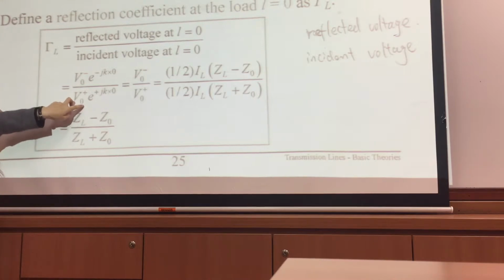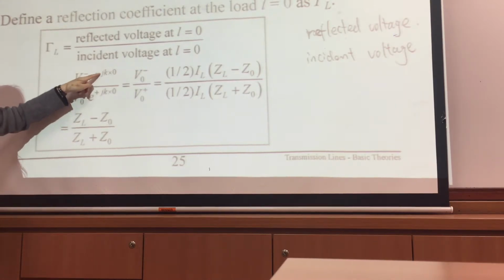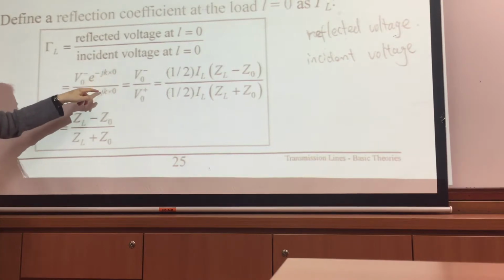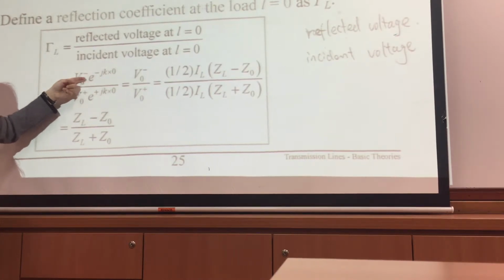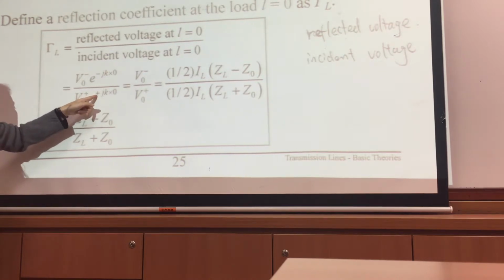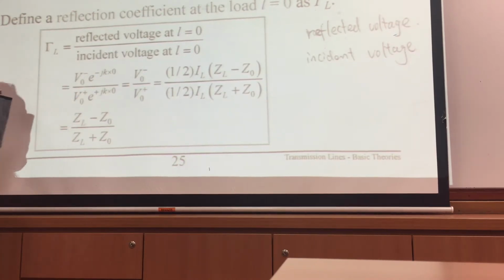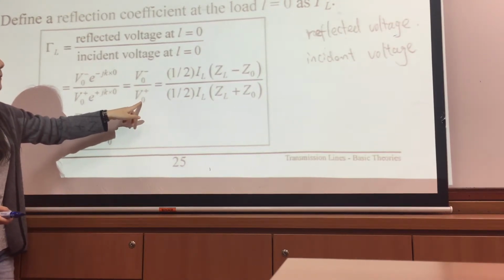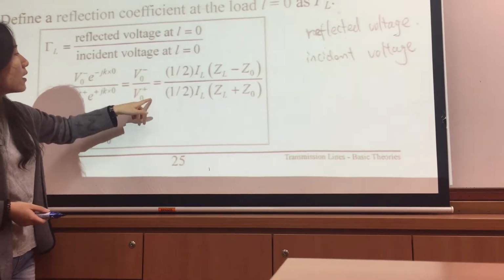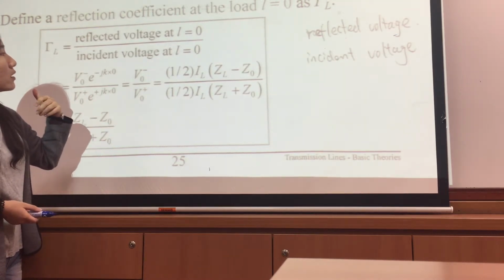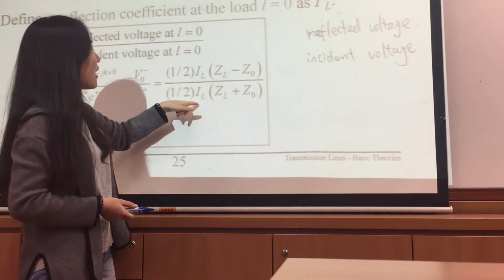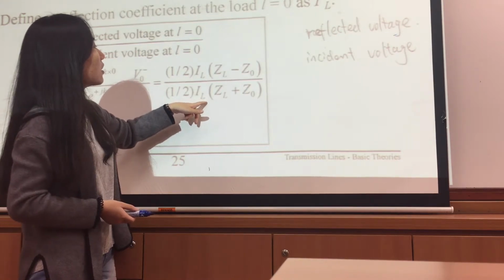So these are the magnitudes. And this one is e to the minus jkz, where z here is 0. Because this is reflected, this one is minus, and this one is incident, so it is positive. You can refer back to the previous slides. So this one is V over V, and this one is V naught minus, that is reflected V naught. Reflected V naught equals half IL ZL minus V naught.